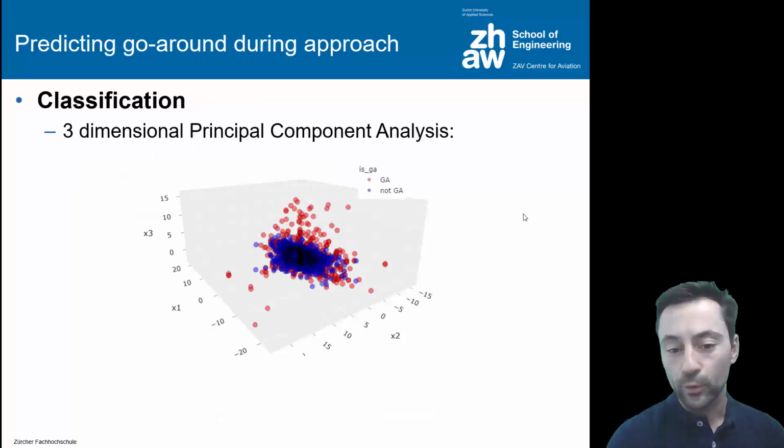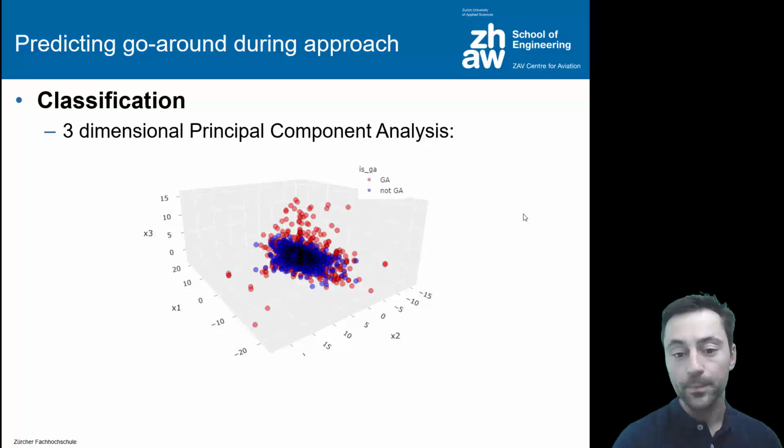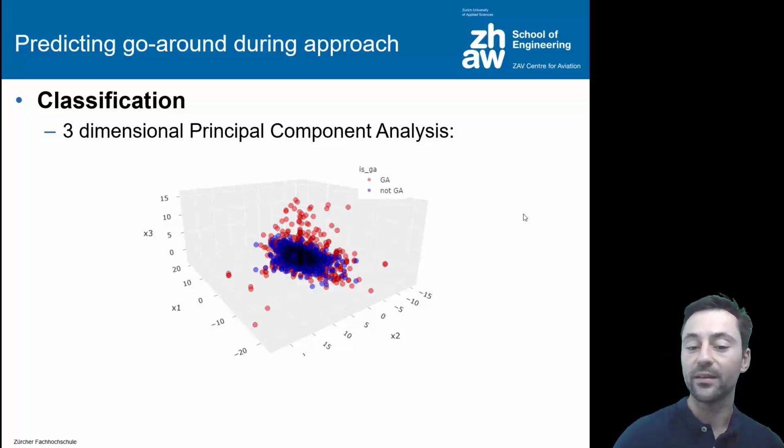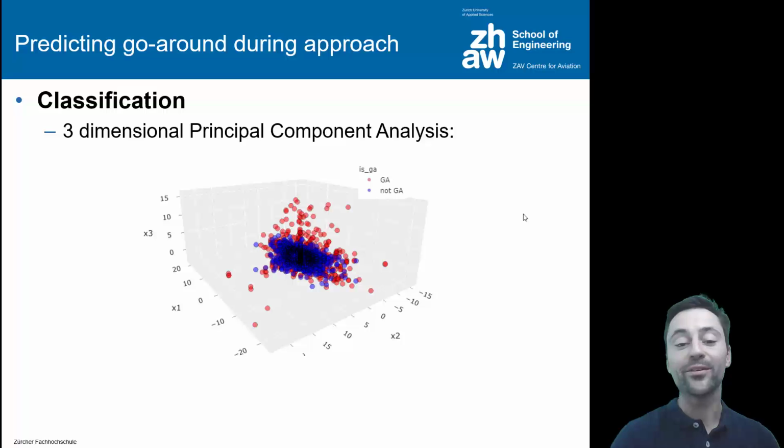Just for you to see something, we have done a principal component analysis. This is the result in 3 dimensions of this subset of landings and the full set of go-arounds. And you can see that some go-arounds can clearly be separated from the non-go-arounds, but there is still a bit of an overlap in the middle cluster, and this is not going to be an easy task.